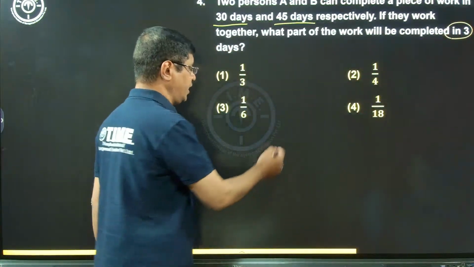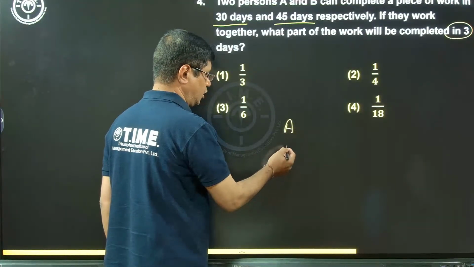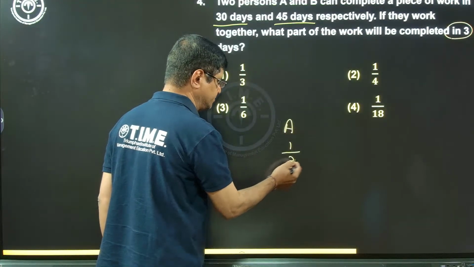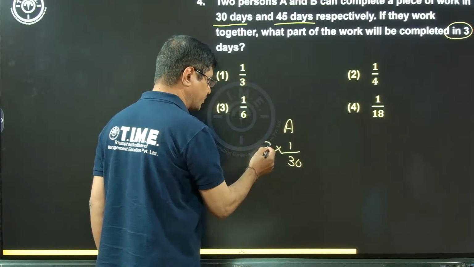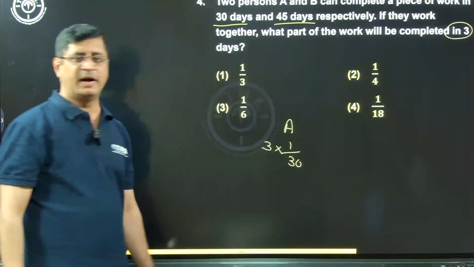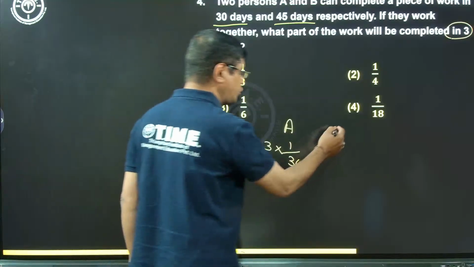So, in 1 day, A can complete how much here? 1/30. He worked for how many days? 3 days. So, what part of the work is completed? 3/30.